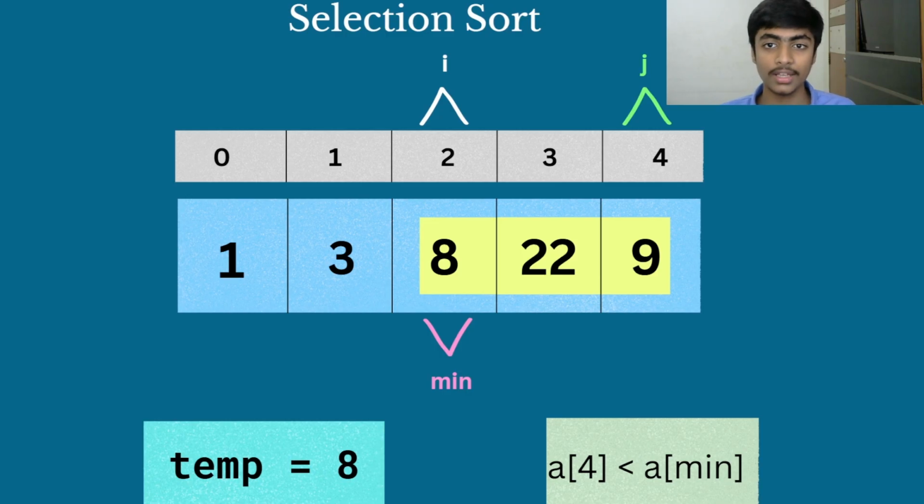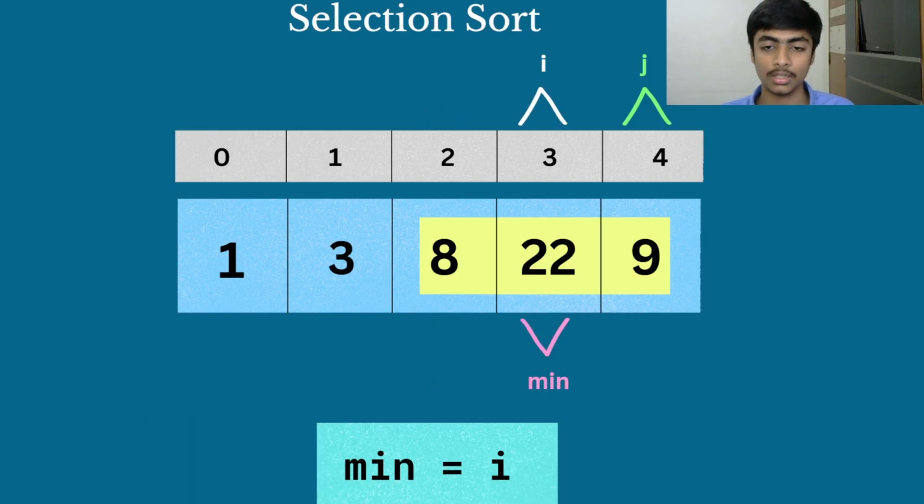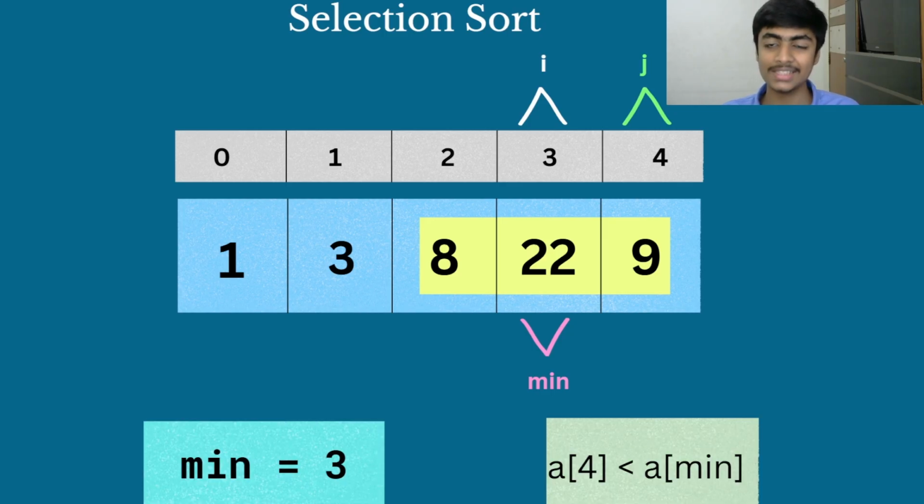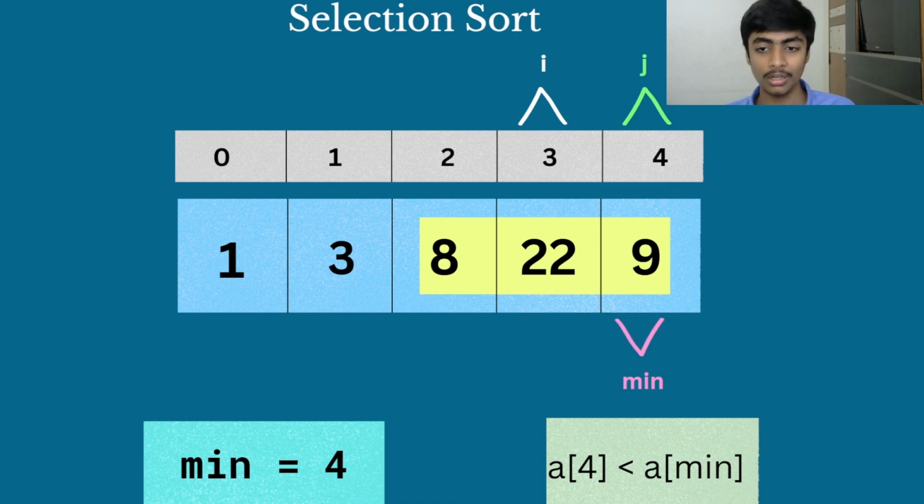So now our I is finally going to increment to 3. We're going to set j to I plus 1, basically 4. Our min is also going to be set to I. And now we're only going to check one thing: if a of 4 is lesser than a of min. This is true. So we're going to change the value of min to 4.